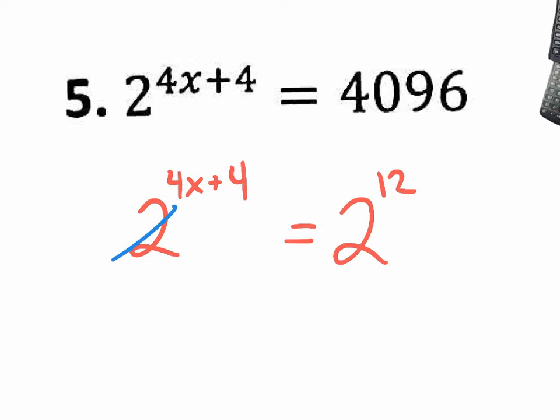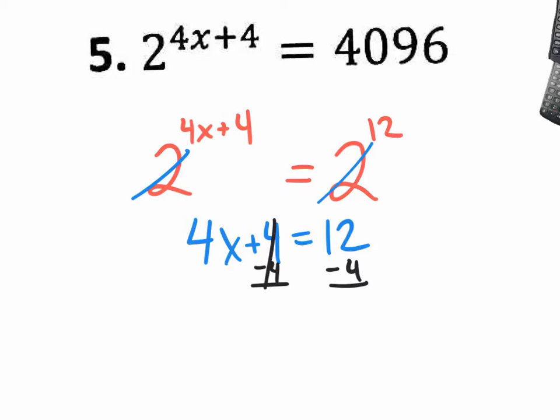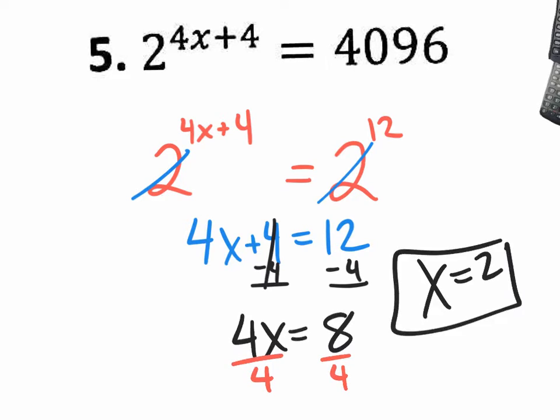2 to the 12th power is going to be equal to 2 to the 4x plus 4. Of course, the 2's you're able to delete. Your new equation becomes 4x plus 4 equals 12. And you're going to solve this thing by subtracting 4 and subtracting 4, which means we have 4x equals 8, which means that your final answer, if you divide by 4 on both sides, x equals 2.